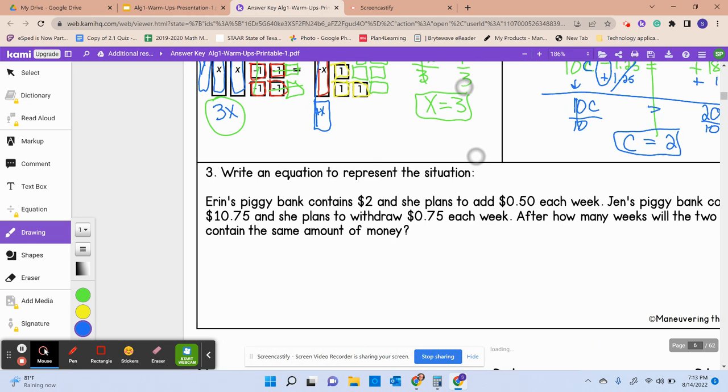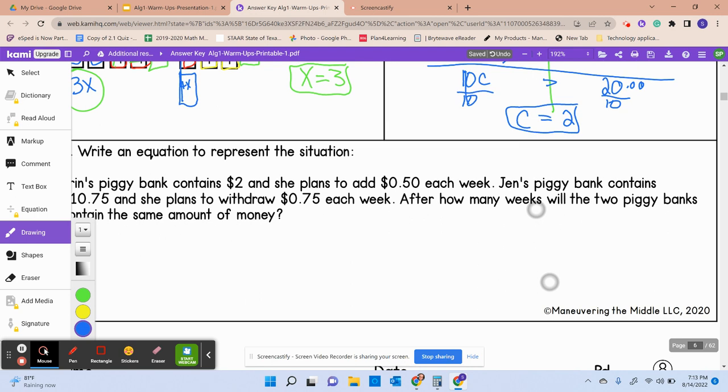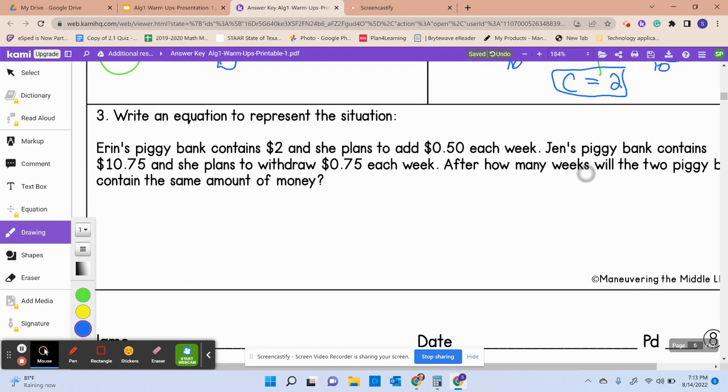And the very last problem, write an equation to represent the situation. Erin's piggy bank contains $2 and she plans to add 50 cents each week. Okay, I'm going to write this down for Erin. She has $2 and she wants to add 50 cents. When you have each week, that's when you know you have your X. So this is going to be a Y equals.